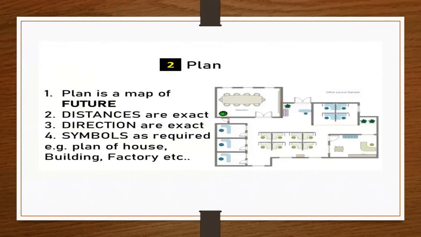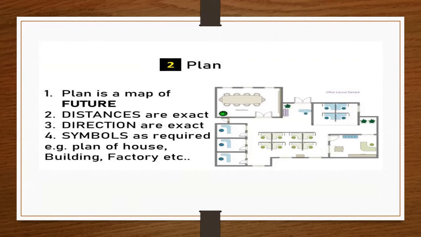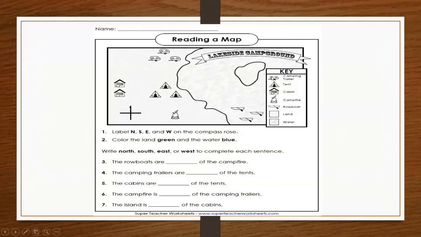But when you're doing a plan, like we have seen a house plan, a flat plan, the size of a room, everything they will do. A plan is a map of the future, showing what something will look like. When you're going to buy a house or a flat, they give you a plan layout of the house, which shows where the bedroom will be, what the size of the bedrooms will be, where the drawing room will be. Everything is shown according to scale. So distances are exact, directions are exact, and symbols as required are given. It can be a plan of anything, right? So reading a map. Let us read a map.